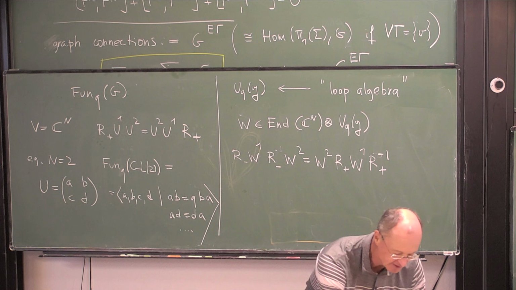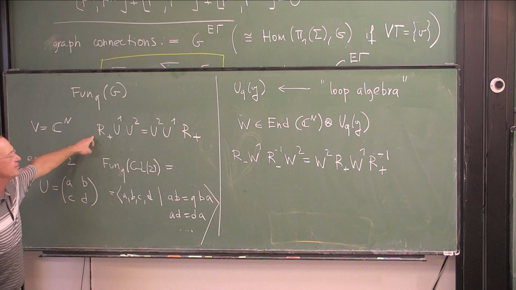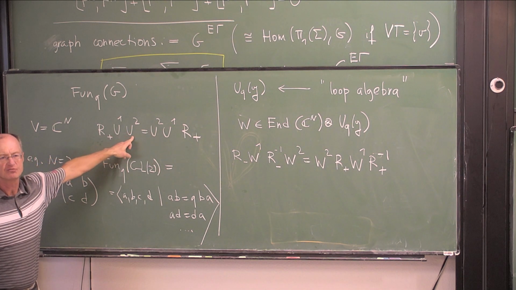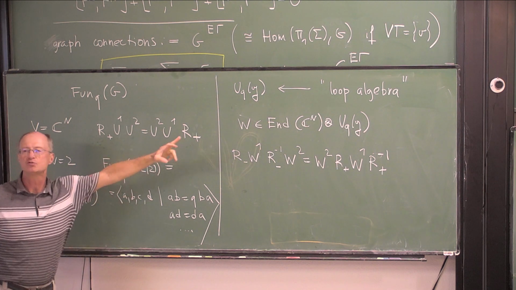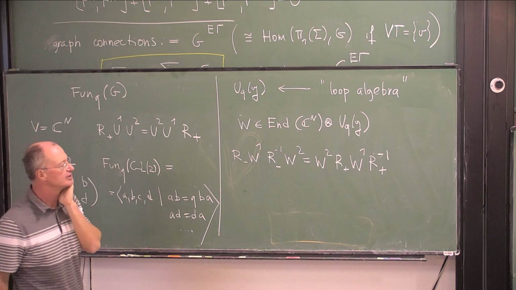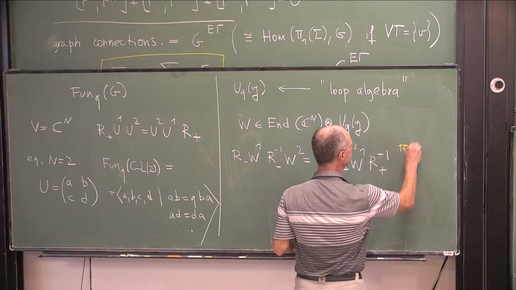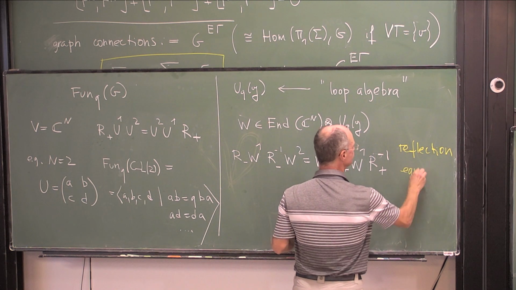Right. So this is a rather famous equation as well. Usually, I think the traditional notation was not U but T, and it was called RTT equals TTR. This is the signature relation in this FRT business, and this is called the reflection equation.